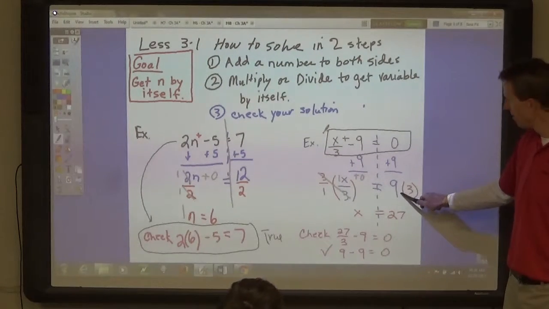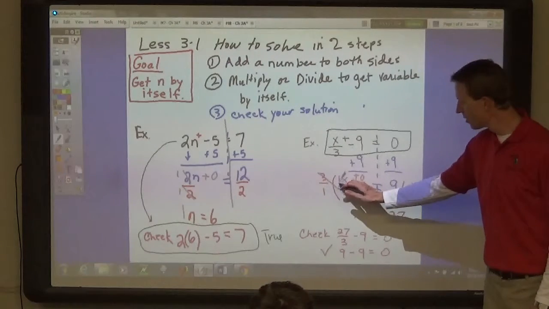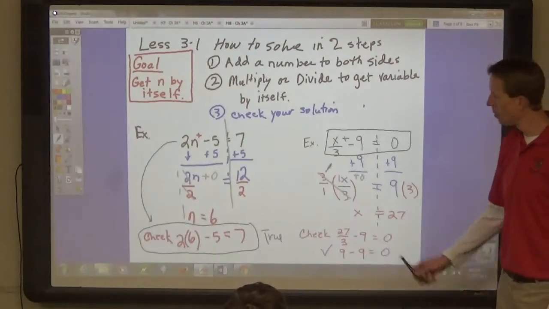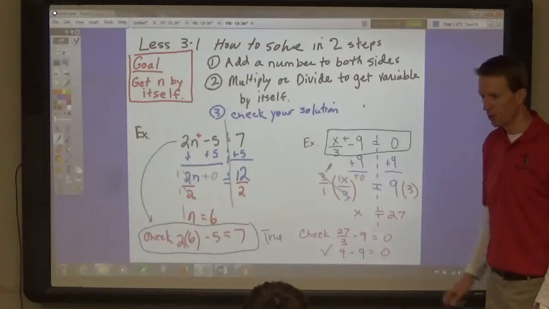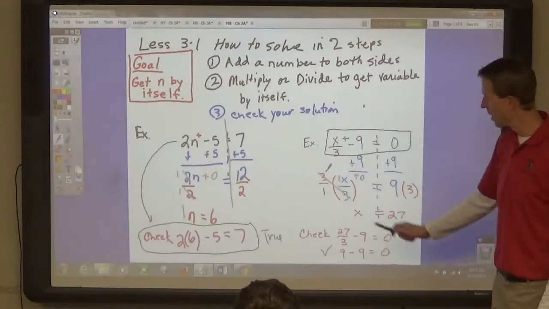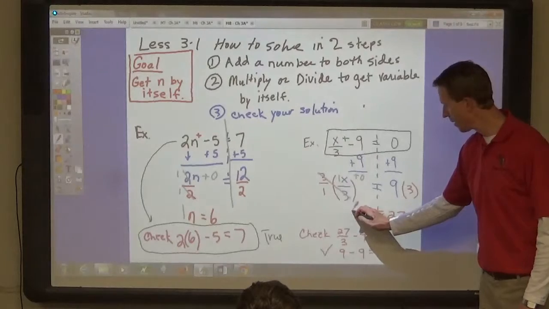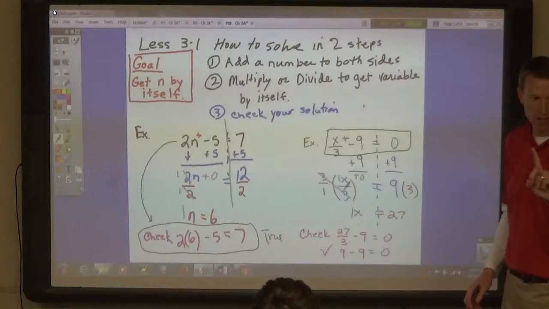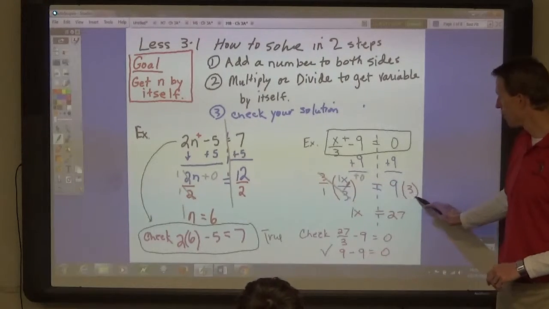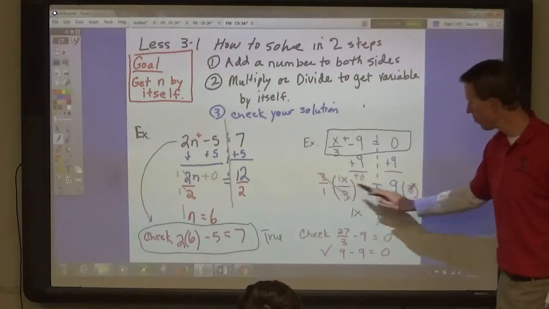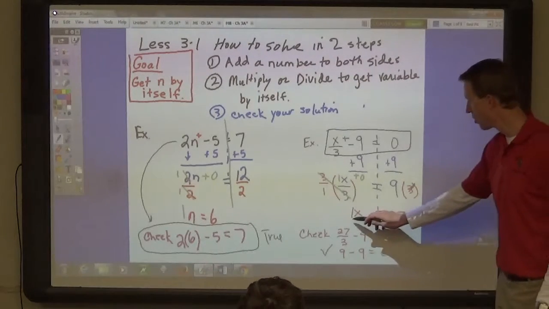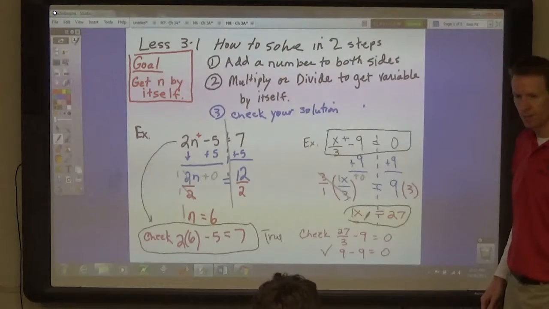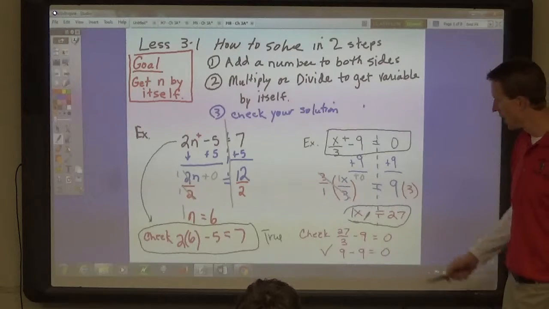Equals 9. Now, to get rid of the x over 3, we have to multiply by 3. Right? We have to multiply by this reciprocal. That then leaves us with 1x, because 3 times 1/3 is 1. We have to multiply by 3 on the other side, because whatever you do on one side, you have to do on the other side. And that shows you 1x is 27. X is 27. Right?